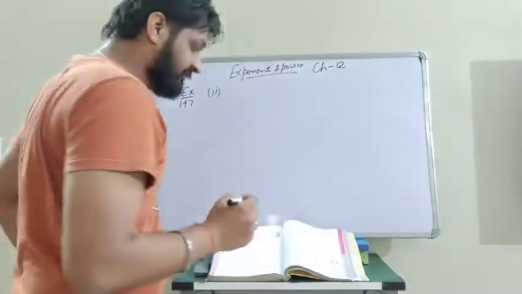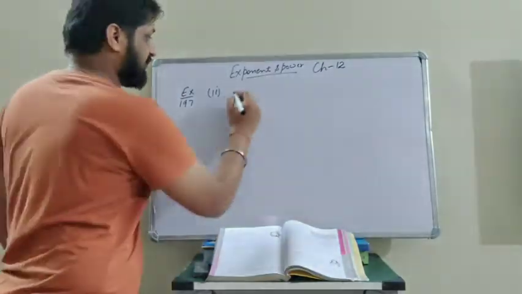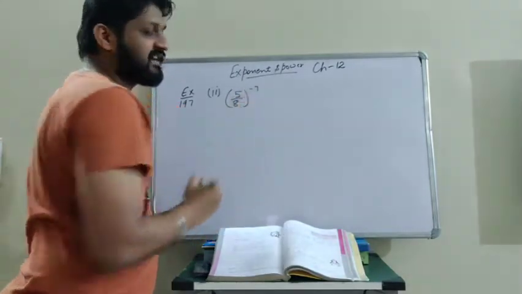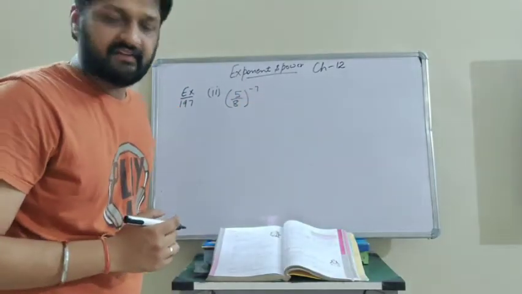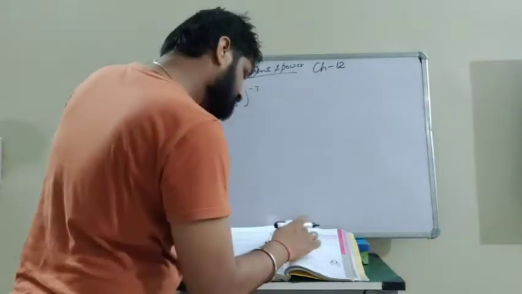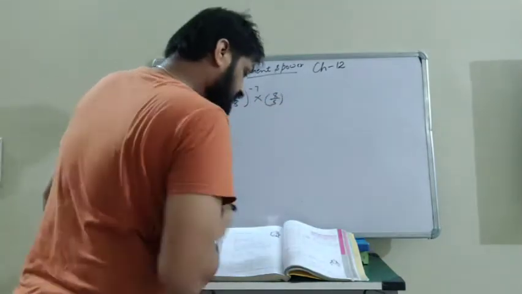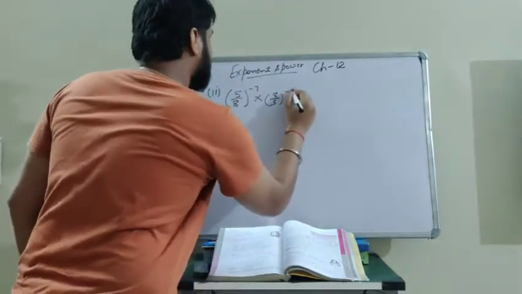the second part: (5/8)^(-7) multiply (8/5)^(-5).